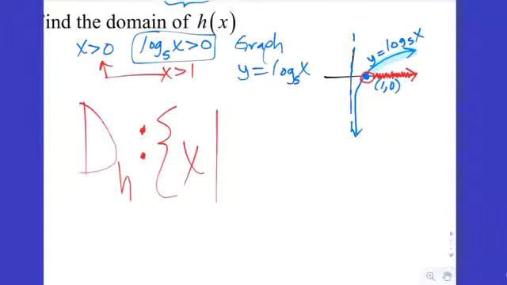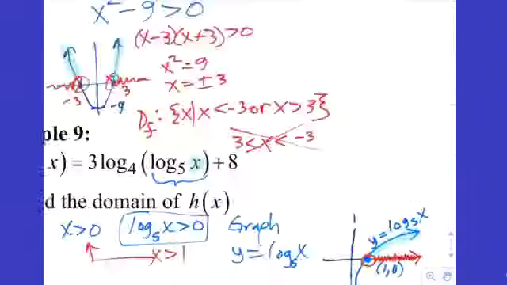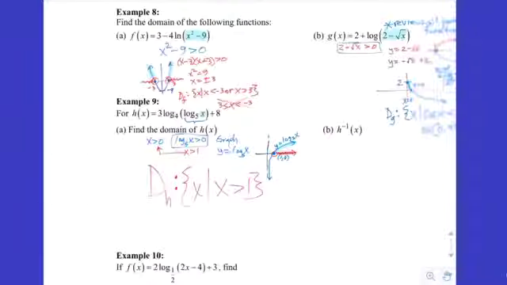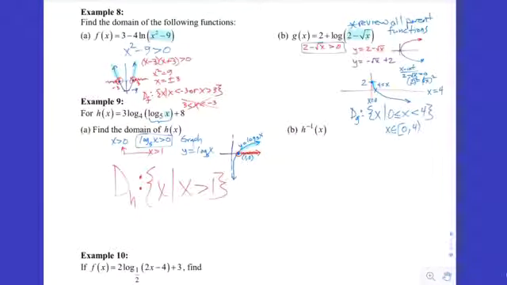So when in doubt, if you have multiple arguments for your domain in one function, you got to take the one that works for both, or all 3, or all 4, whatever the case may be. Not everything greater than 0 is bigger than 1, but everything bigger than 1 is bigger than 0. So there's your domain. Everything bigger than 1. So really all we did is we just did what we did on the previous ones. We just graphed the argument, found where it was positive.